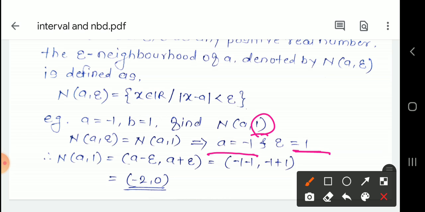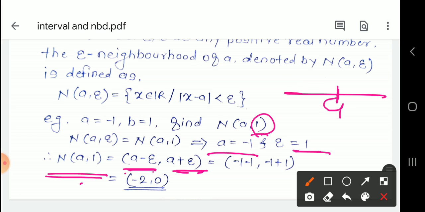Okay, so how can it be calculated? N(a, 1) is equal to (a minus epsilon, a plus epsilon). How is this calculated? a minus epsilon, a plus epsilon. a is the center, the point a will be at the center of the real line, so the points before it and the points after it are up to epsilon: a minus epsilon and a plus epsilon. Okay, so a minus epsilon means -1 - 1 = -2, and a plus epsilon means -1 + 1 = 0. So N(a, 1), the neighborhood of a, is equal to (-2, 0). So it is quite simple to find the neighborhood of any number. Okay.